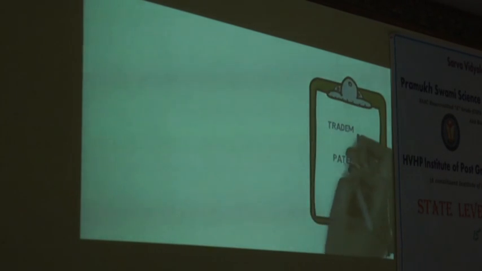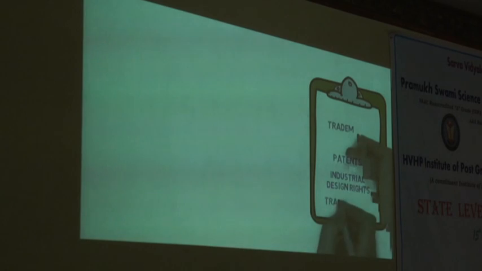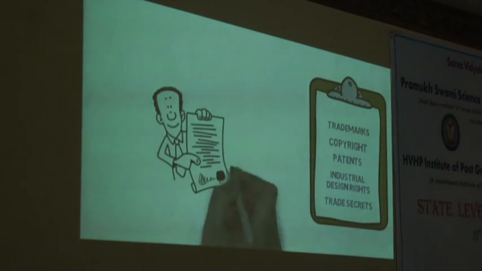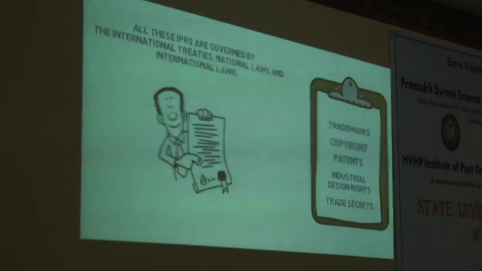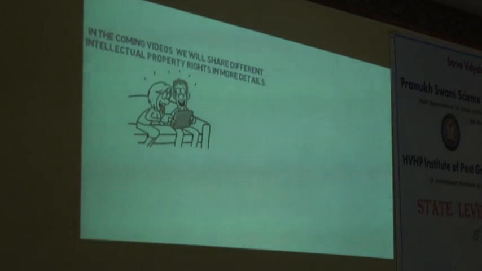To cover this vast area of intellectual property, different types of intellectual property rights are granted. Trademarks, copyright, patents, industrial design rights, and trade secrets are different kinds of intellectual property rights. All these IPRs are governed by international treaties, national laws, and international laws. In the coming videos, we will share different intellectual property rights in more detail.